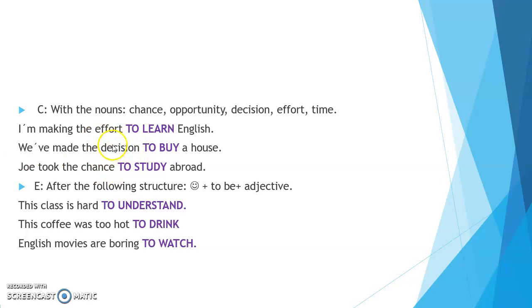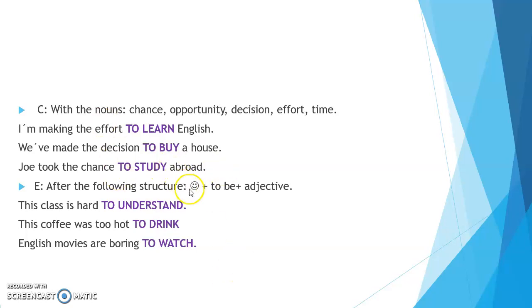You have the noun decision, and as the following word is a verb, you are going to use it in the to infinitive. Then you have, "Joe took the chance to study abroad." You have the noun chance, and so the following word, that is a verb, you are going to use it in the to infinitive. So please be very careful with that. Okay?